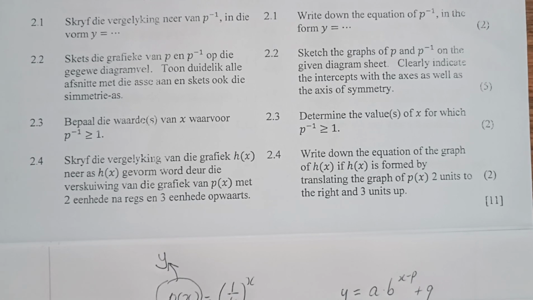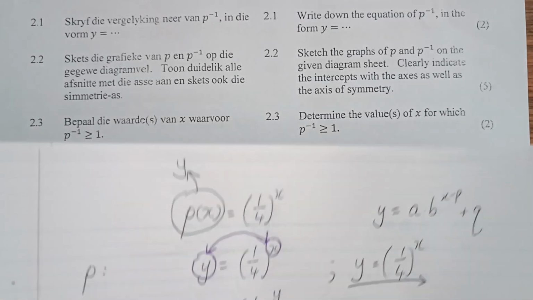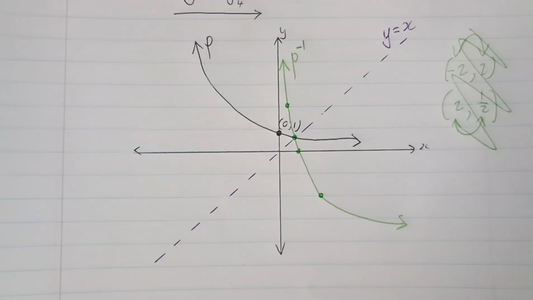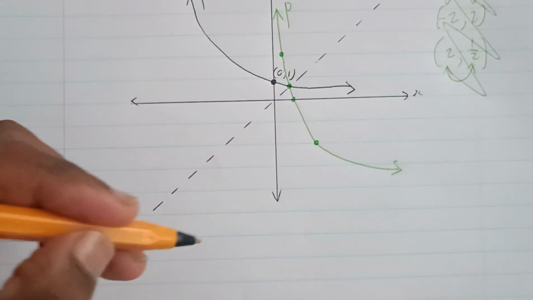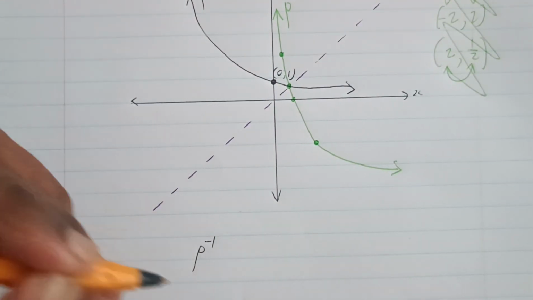2.3. Determine the values of x for which your inverse function of p is bigger than 1. Okay, let's get our picture back quickly over here. That p value of x, that is our... so let's just write that question down again here.